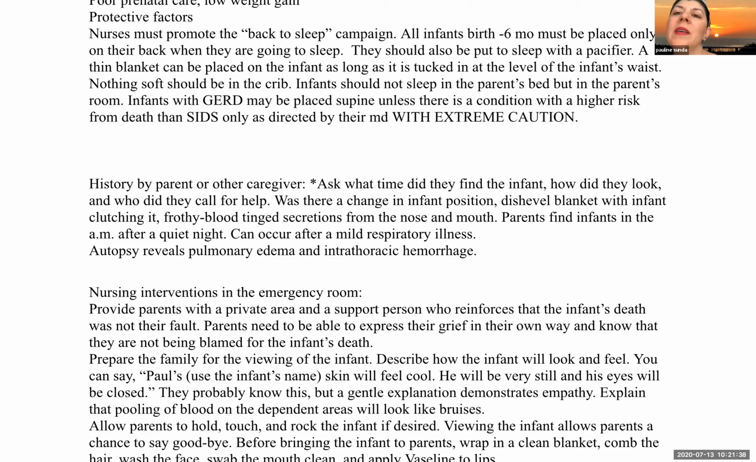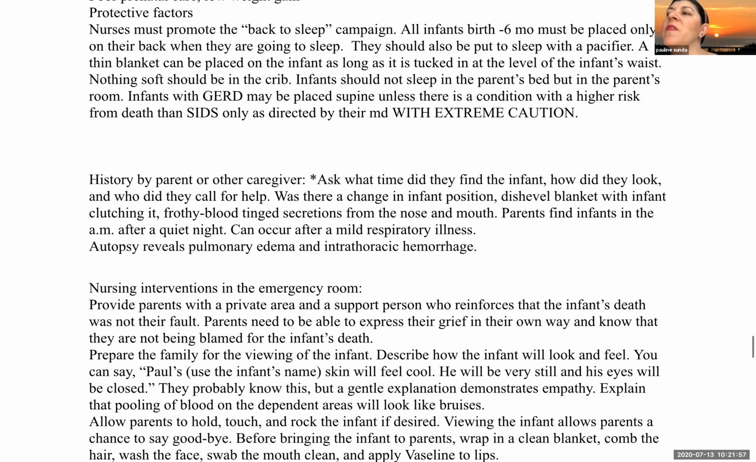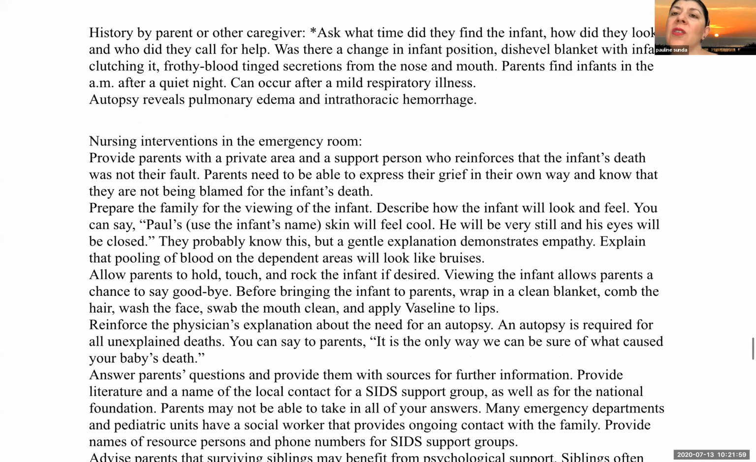So what happens when a parent experiences a child that dies from SIDS? What do we need to know and do as a nurse? First, we need to obtain the history by the parent or the other caregiver. You want to ask them, what time did they find the infant? How did the child look? Who called for help? Was there a change in the infant's position?